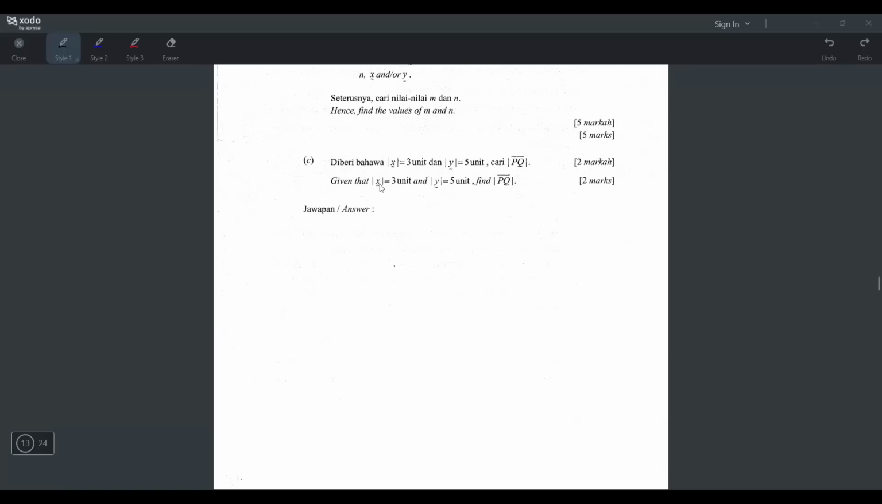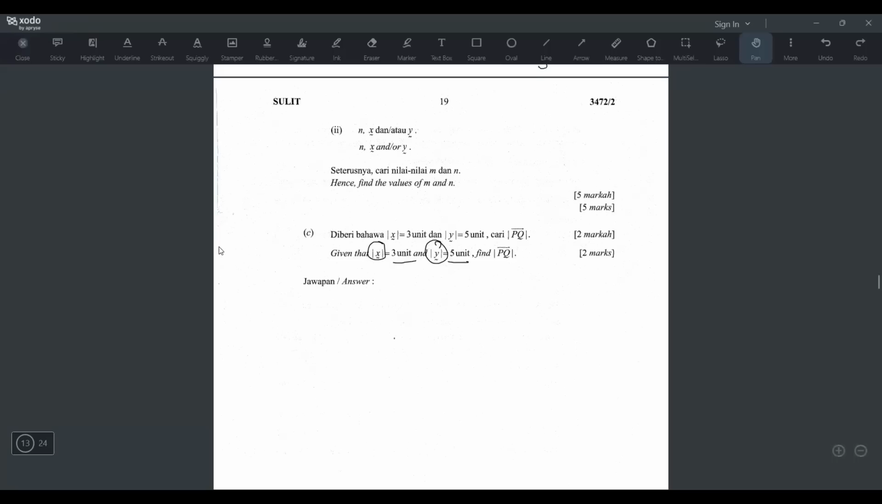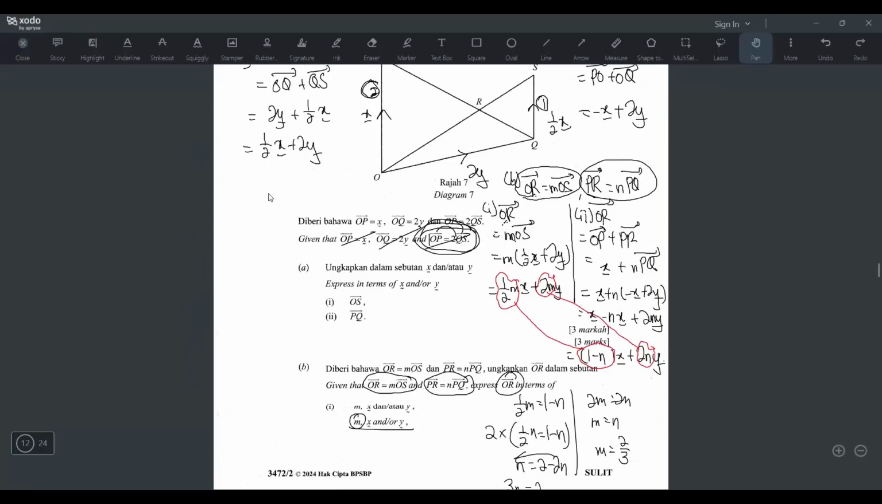So C dia kata apa? Given that magnitude of X is 3 unit, magnitude of Y is 5 unit, find the magnitude of PQ. Okay, let's go to diagram and see where is PQ vector first. So this is the PQ.